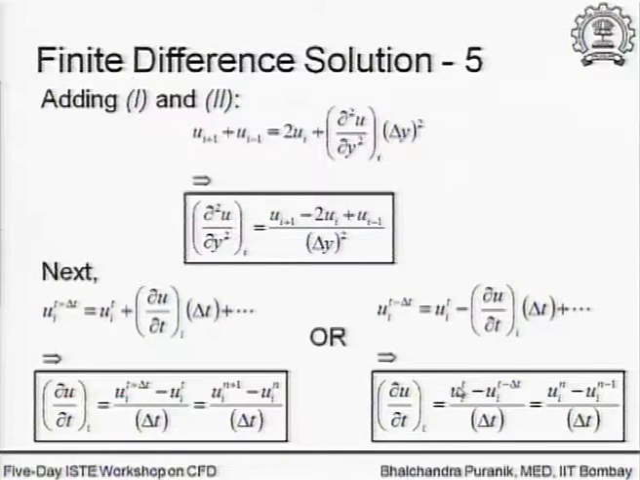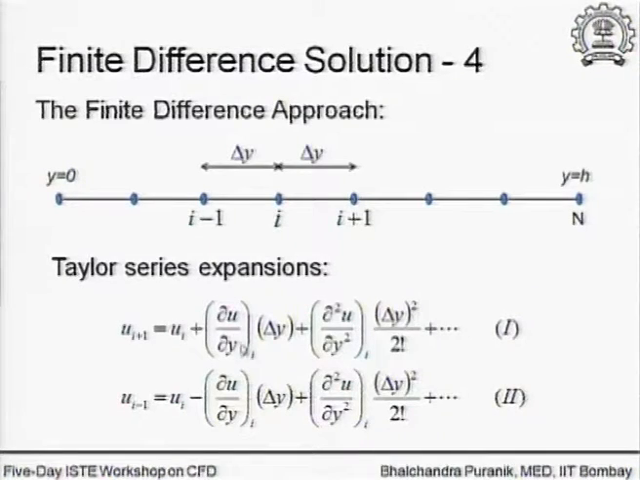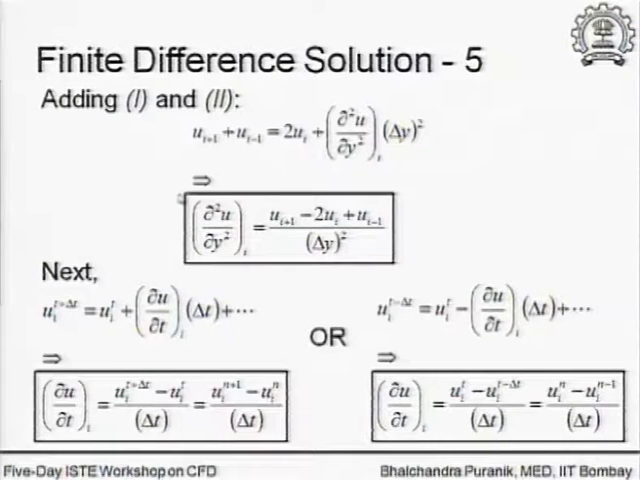If you add 1 and 2, what you will see is the term involving this du dy will simply go away. This guy will get doubled up, and if you rearrange, what you obtain is an approximation for the second derivative of u with respect to y at the node point I, which is given as u at the I plus first node minus 2 times u at the ith node plus u of I minus 1, that is the u value at the previous node, the whole thing divided by delta y squared.